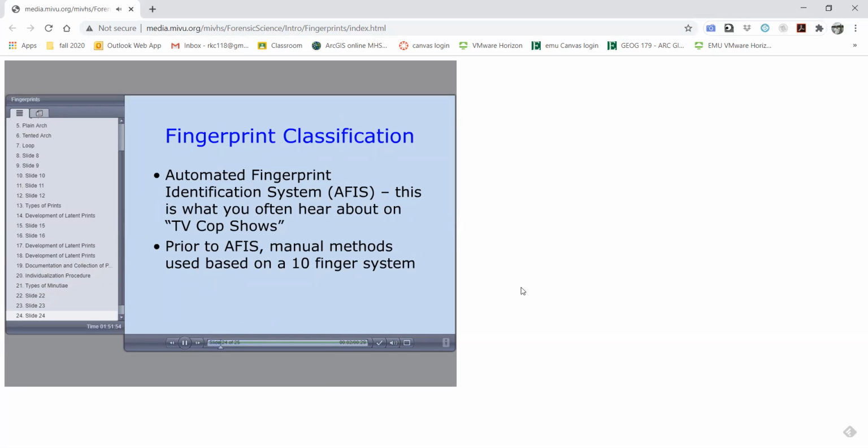The Automated Fingerprint Identification System, or AFIS, is what you often hear about on all the TV cop shows. Prior to AFIS, manual methods used based on a 10-finger system were what we did on a regular basis. And there was no real centralized system, so there were fingerprint cards all over. All the different local police agencies would have fingerprint cards. And again, that was why criminals could get away.